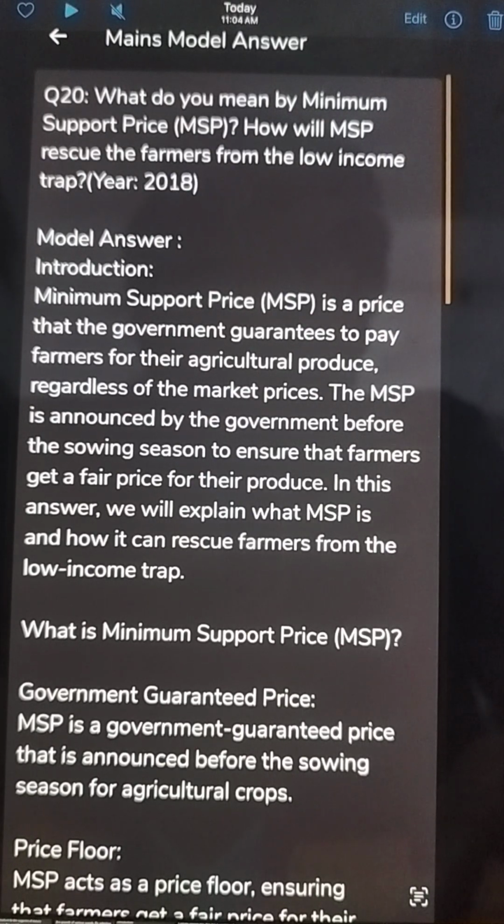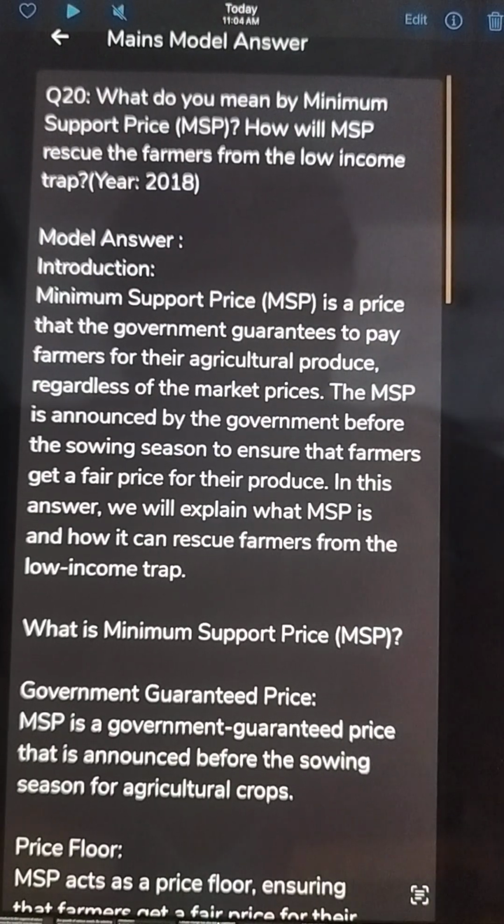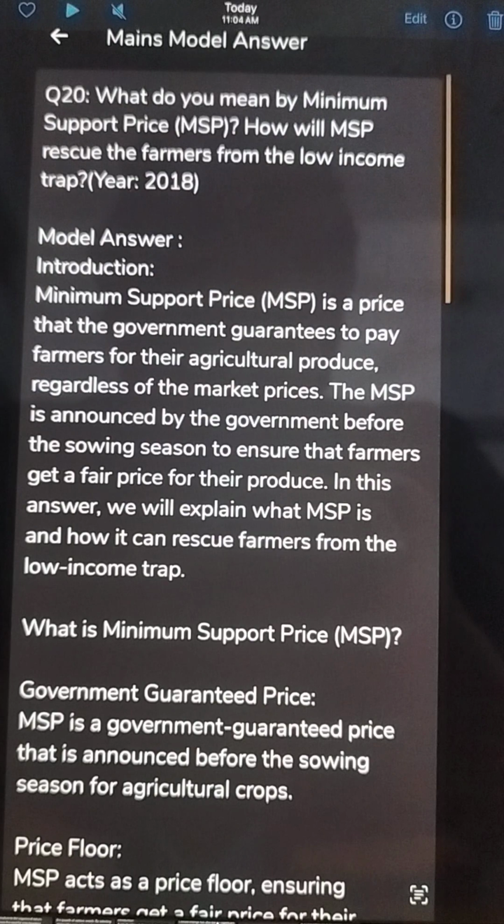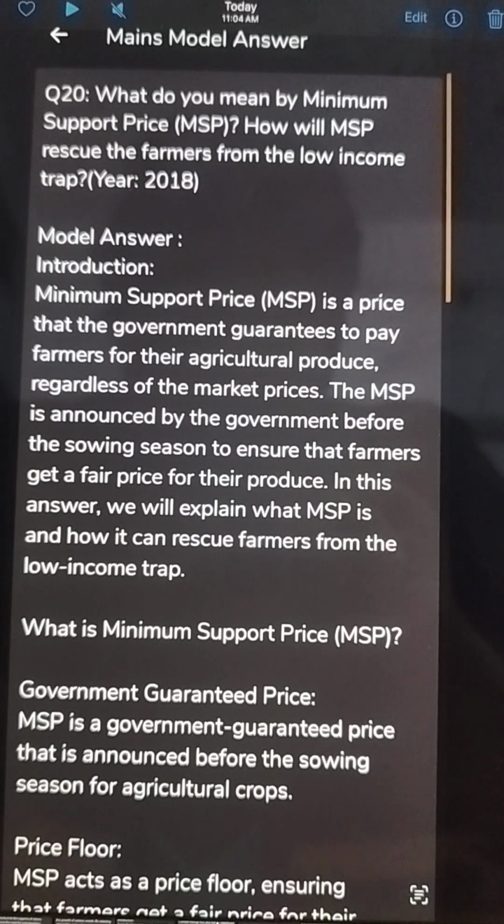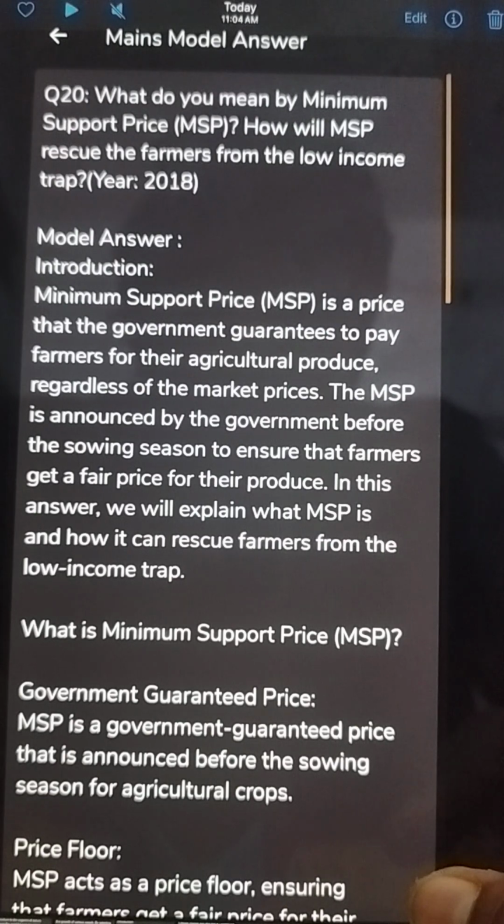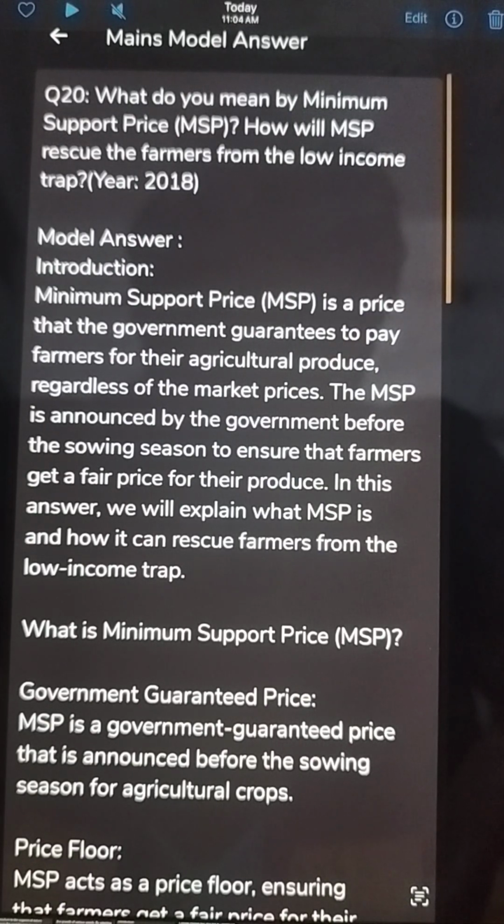Okay, so minimum support price is the price that the government guarantees to pay farmers for their agriculture produce regardless of the market price. The MSP is announced by the government before the sowing season to ensure that farmers get a fair price for their produce. So in this answer, we'll explain what is MSP and how it can rescue farmers from the low income trap. So what is MSP?